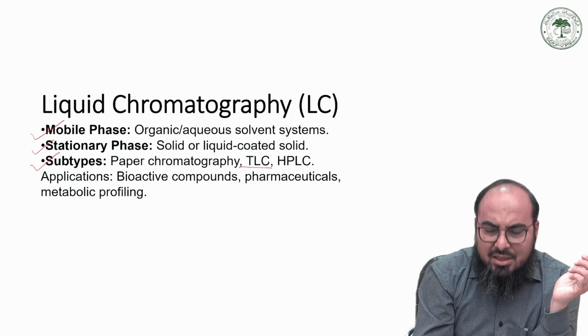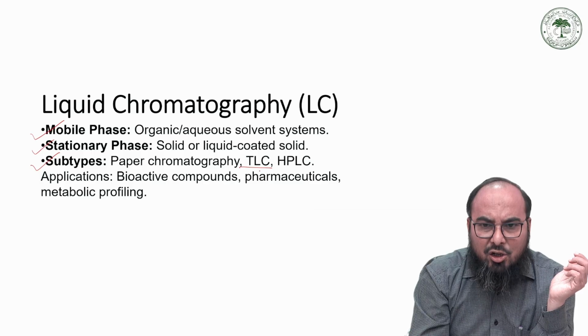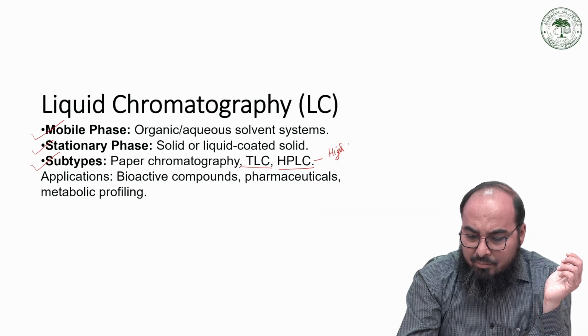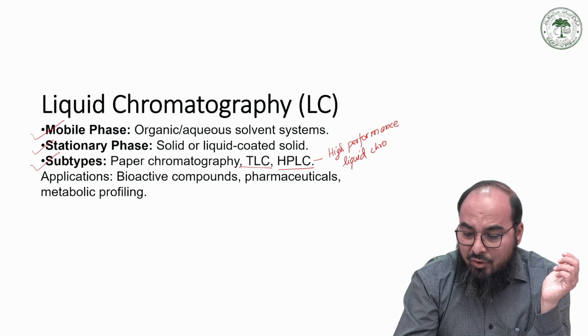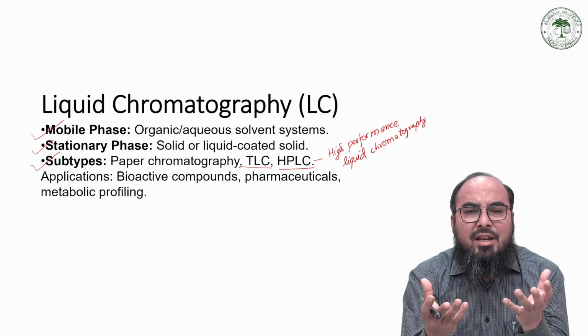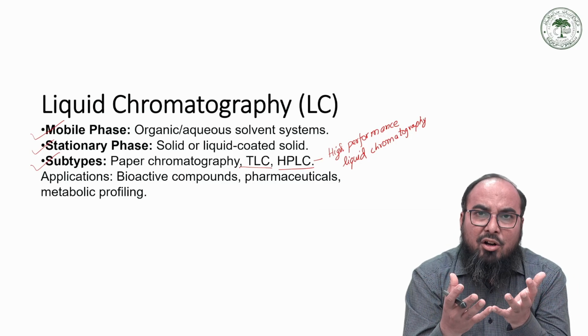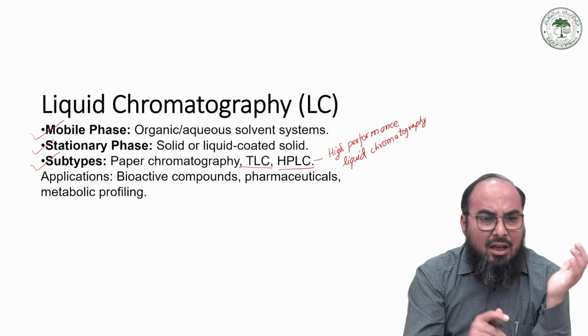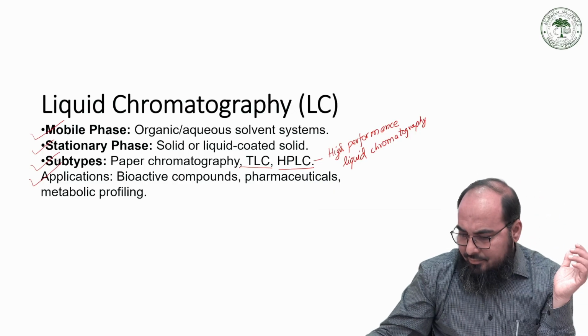Common examples are TLC, that is thin layer chromatography, and HPLC, that is high performance liquid chromatography. We will be studying this chromatography in detail after GC in unit 4. This is very good for bioactive profiling, for pharmaceutical quality checks, and for metabolic profiling also.